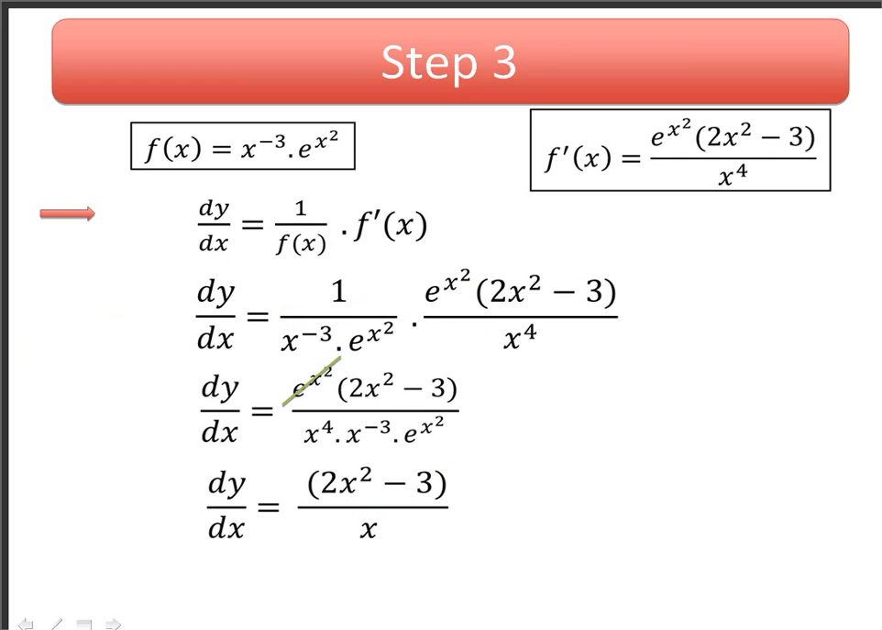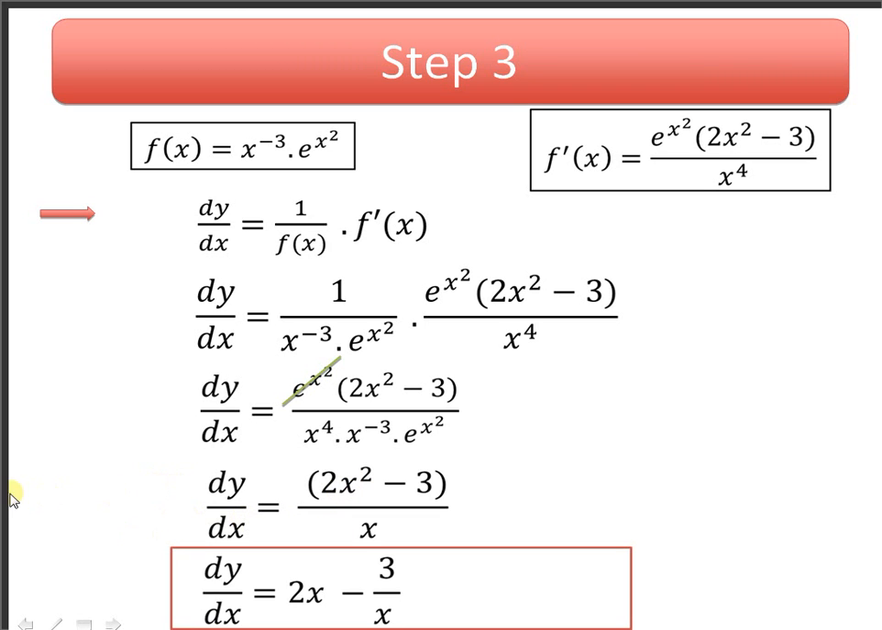We can in fact break this down a little bit further by breaking our fraction into 2, leaving us with 2x squared over x minus 3 over x. But 2x squared divided by x is equal to 2x. So in the end, we will be left with dy dx is equal to 2x minus 3 over x. And that's it. We've finished deriving our ln function.